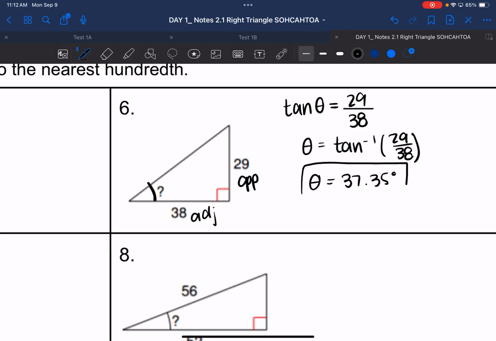Okay, I want you guys to do numbers 7 and 8, and then we're going to share our answers.